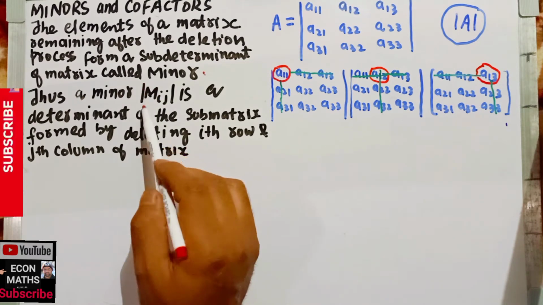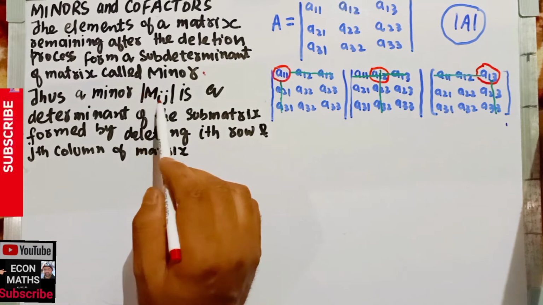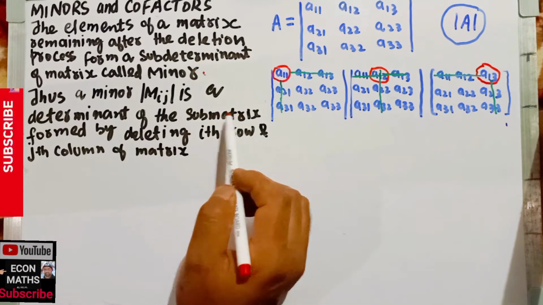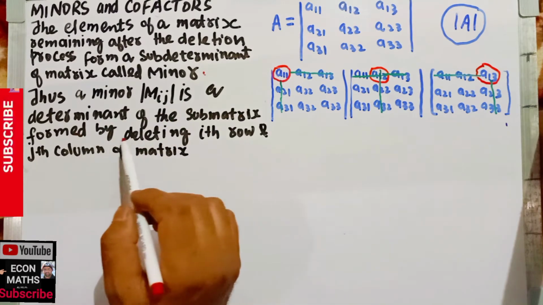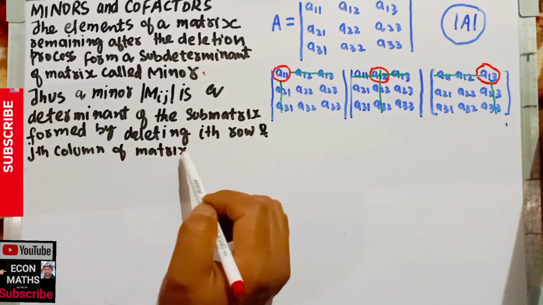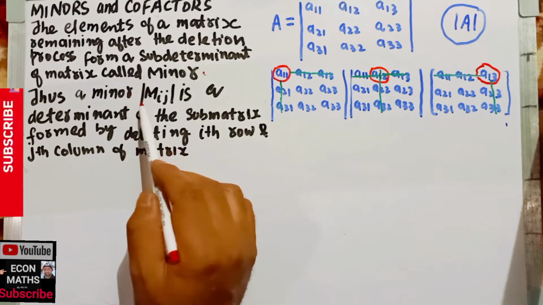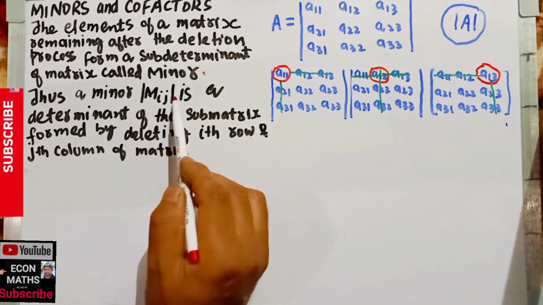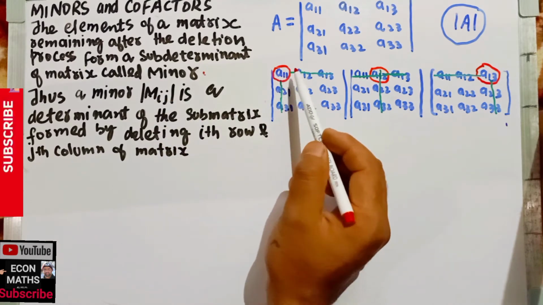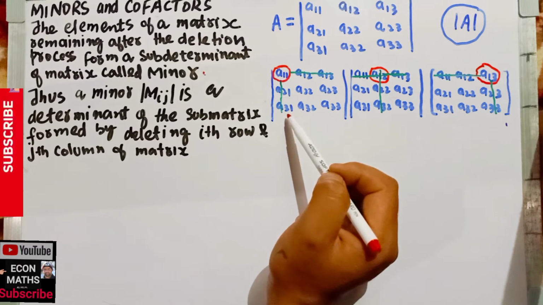A minor, written Mij between these two lines, is the determinant of the submatrix formed by deleting the ith row and jth column of the matrix. That is, a minor is denoted by this symbol. This i is the ith row, and this is the jth column.